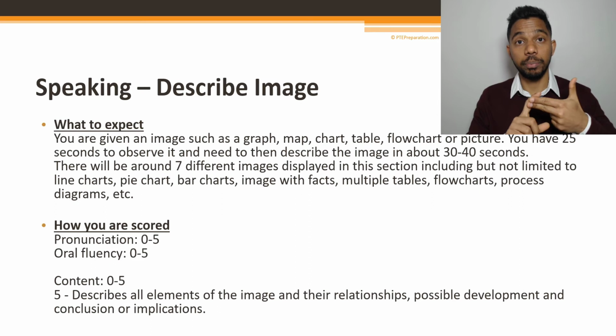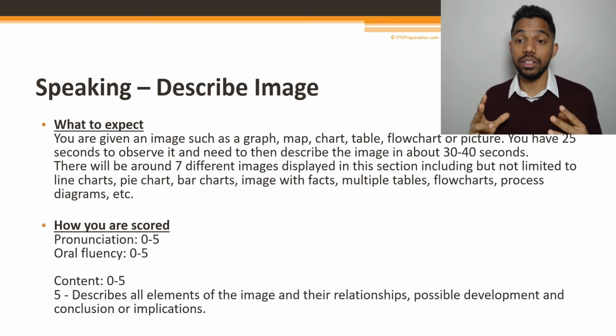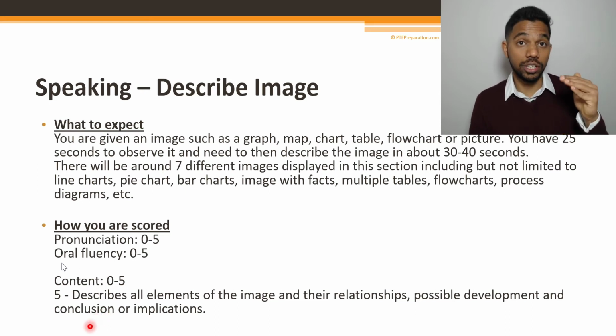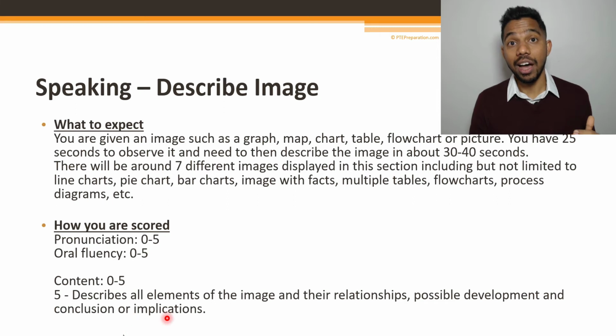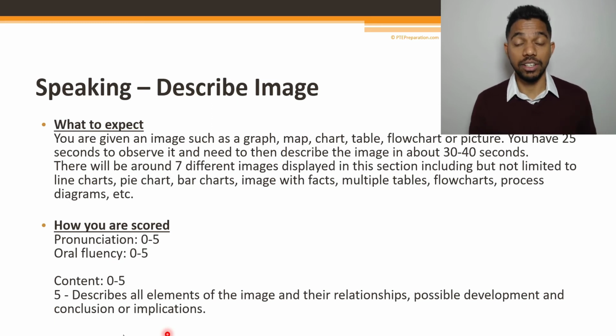You're already familiar with pronunciation and oral fluency, but on content, to score 5, you need to describe all elements of the image and their relationships and possible development and conclusion or implications. The key thing for you guys to look out for in this description is the conclusion or the implications part, because that is what they're looking for in an answer that rates high in content. So make sure you always end your answer with some sort of conclusion or some sort of opinion, which is an indicator to the system that you understood the image very clearly.